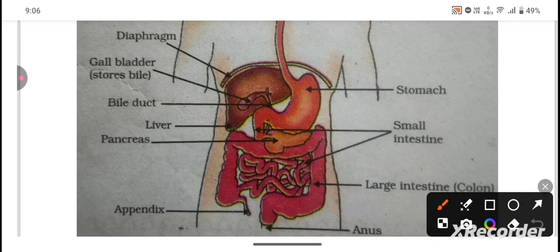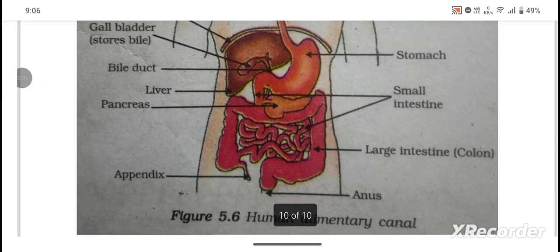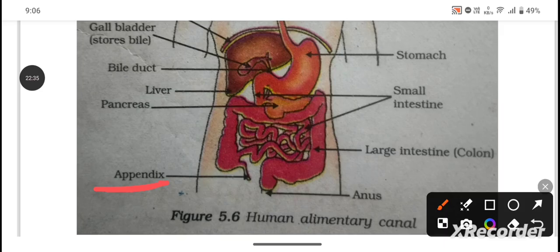In the large intestine, the undigested food is transferred, where the absorption of water will take place. The remaining waste will be transported to the anus through the anal sphincter. So this is the appendix. The appendix is basically a vestigial organ in the human body, but in the case of herbivores, it is not a vestigial organ. It serves the purpose of digestion of cellulose.